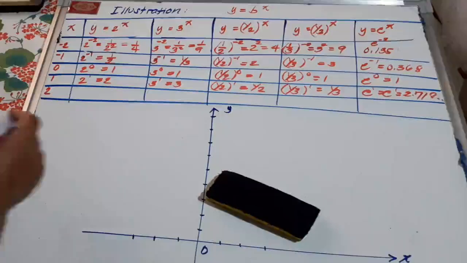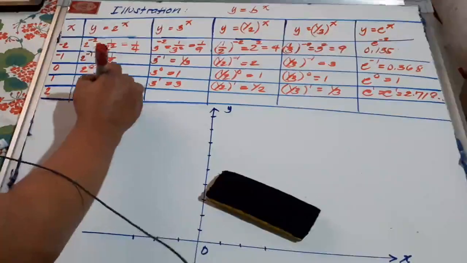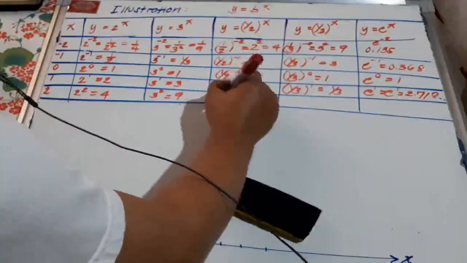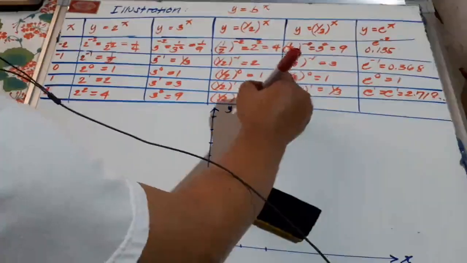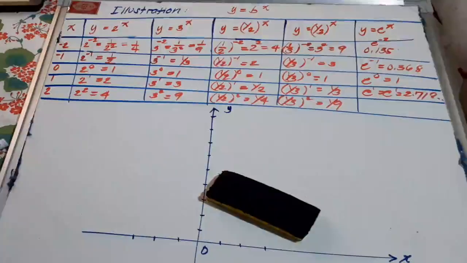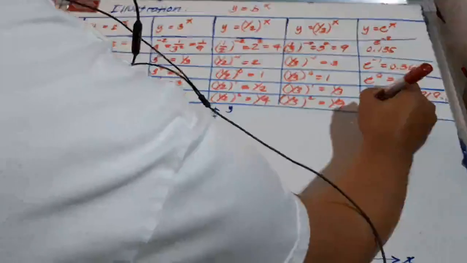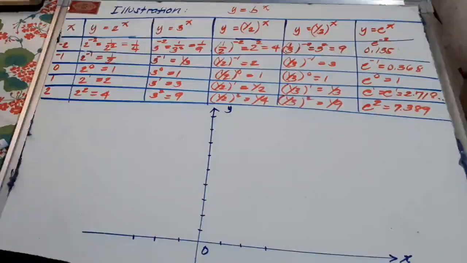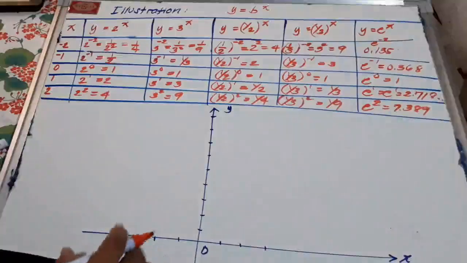If x is 2, we have 2 squared equal to 4. 3 squared is equal to 9. 1/2 squared is equal to 1/4. 1/3 squared is equal to 1/9. And e squared is what? E squared is equal to 7.389. Okay? So, tingnan natin yung shapes ng bawat exponential function by plotting these points dun sa ating Cartesian plane.